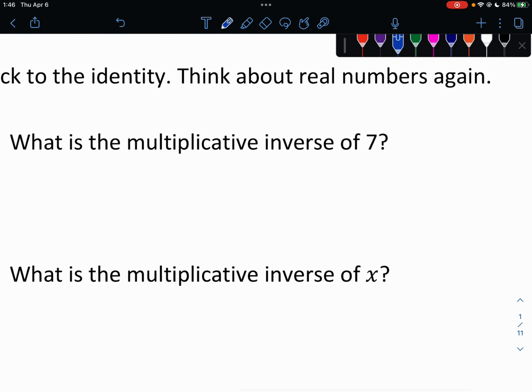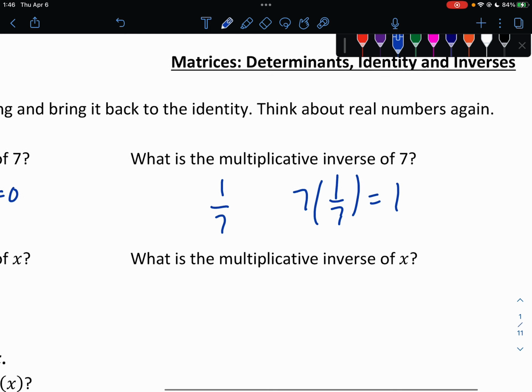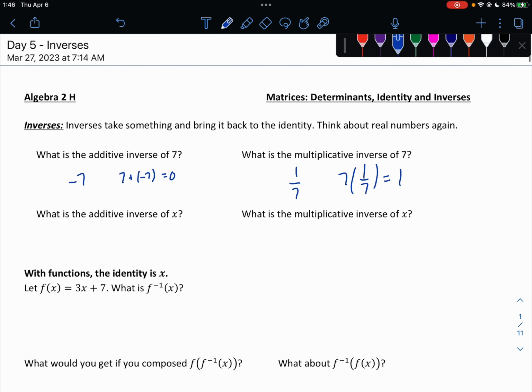What is the multiplicative inverse of 7? Well, the multiplication identity is 1, so we want that to be 1/7. Why? Because 7 times 1/7 is 1. What is the additive inverse of x? Well, that would be -x for the same reason as above. What is the multiplicative inverse of x? So that's 1/x for the same reasons as above.